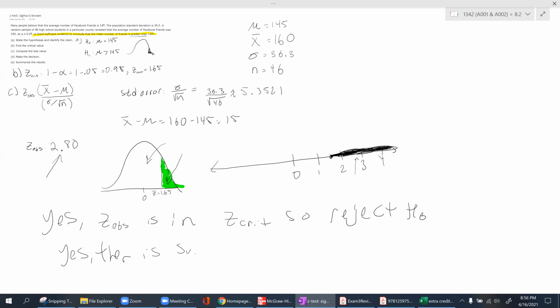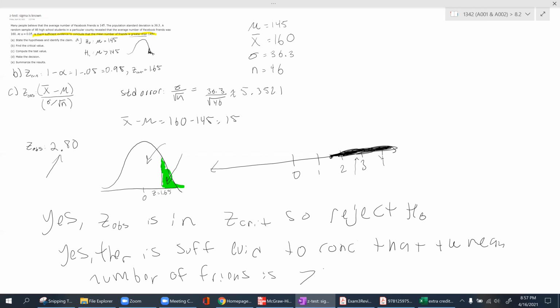there is sufficient evidence to conclude that the mean number of friends is greater than 145. All right. Sure, I omitted a few letters here and there, but you get the idea.